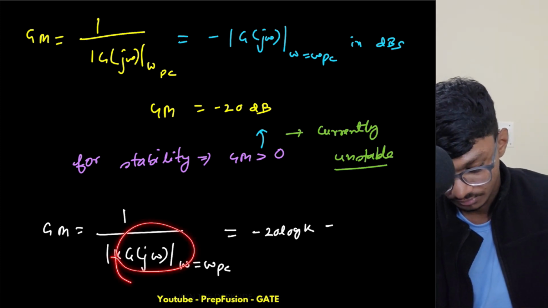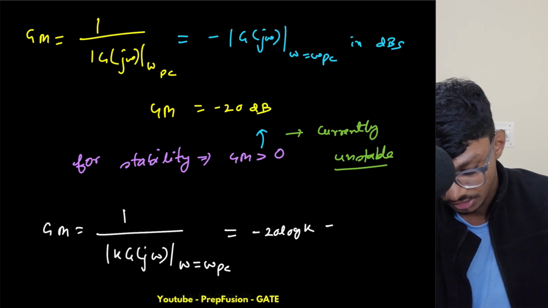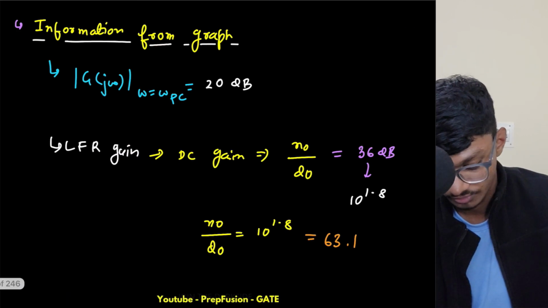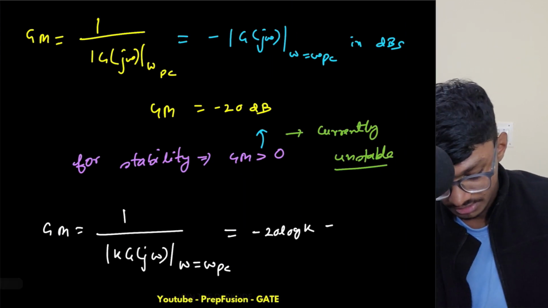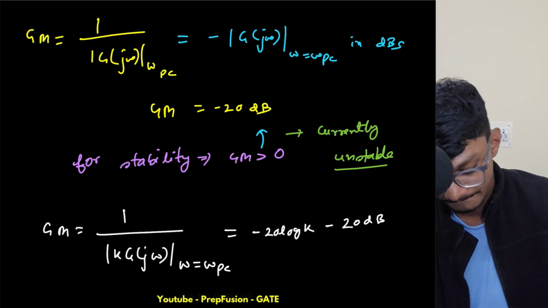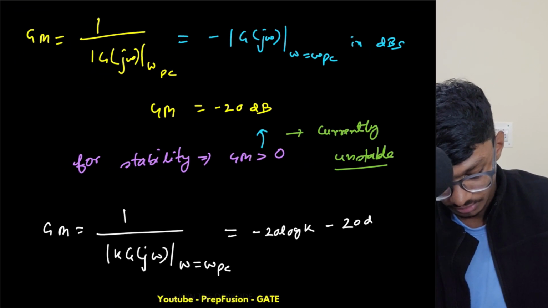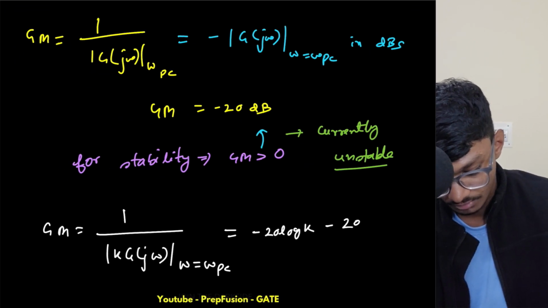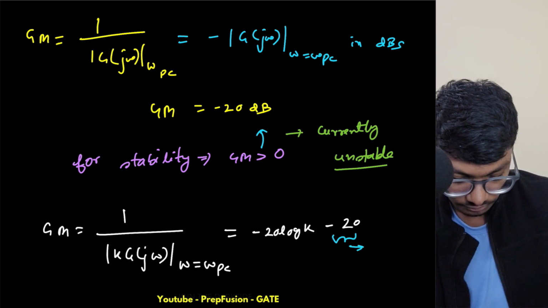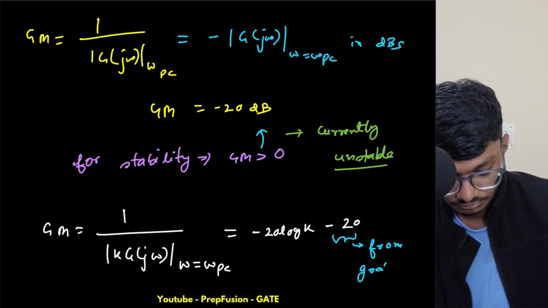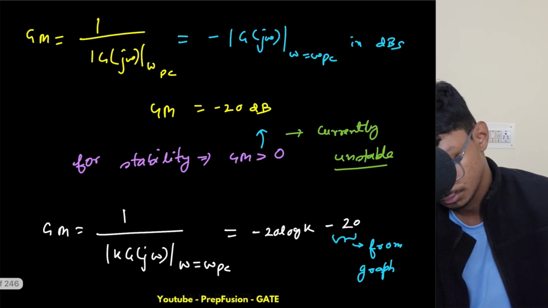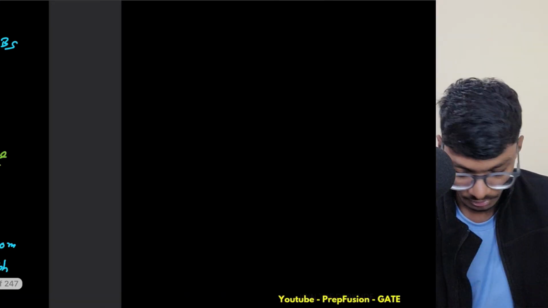What is this value? This value is 20 dBs. This we know from the graph. And this is also in dBs. I won't write dB anymore.